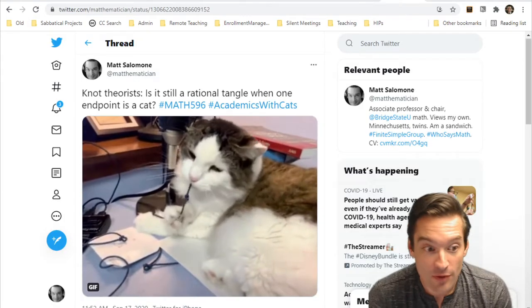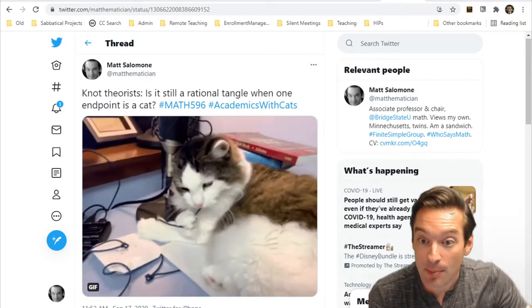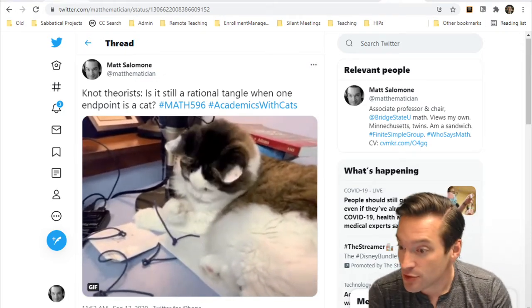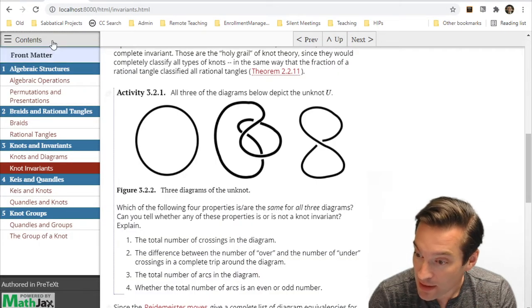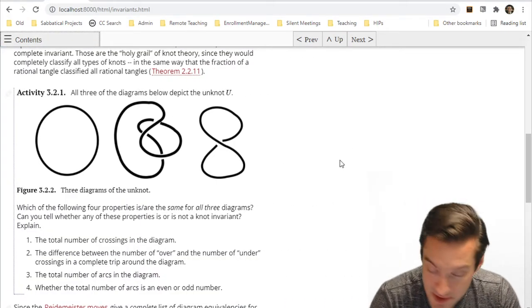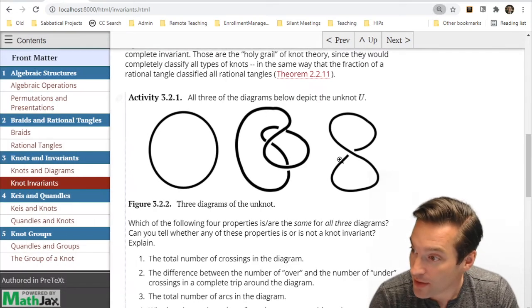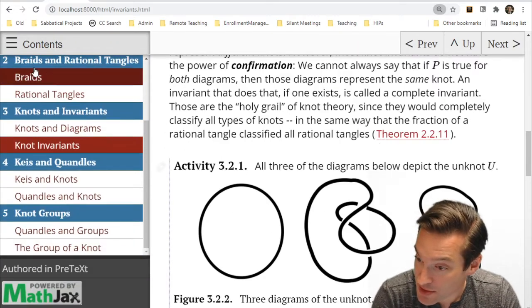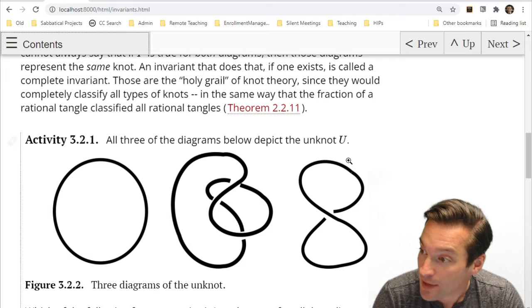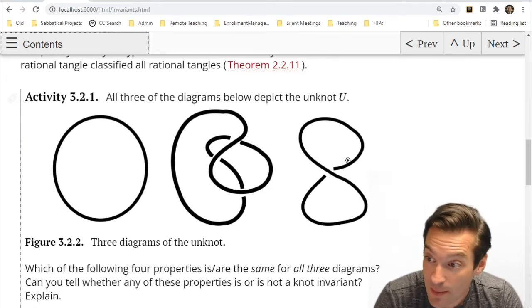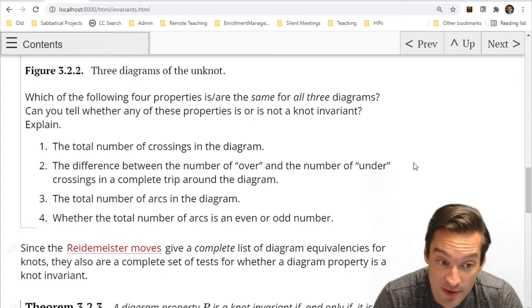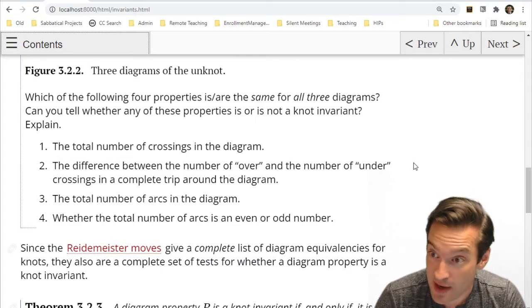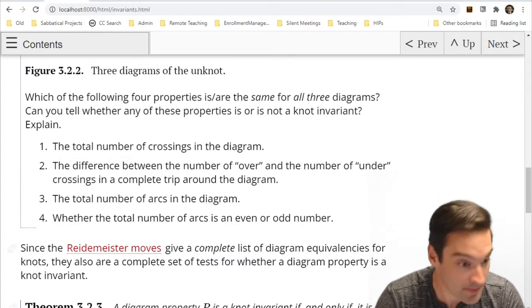So I gave you four different diagram properties and asked you to try and assess which of those diagram properties might actually be a candidate to be a knot invariant. In other words, the diagram might be able to tell us a story about the knot and not just about the diagram that we select for it. And so we did this by taking three diagrams of the unknot and then asking which of these four properties agrees on all three of these diagrams and which ones might not agree.